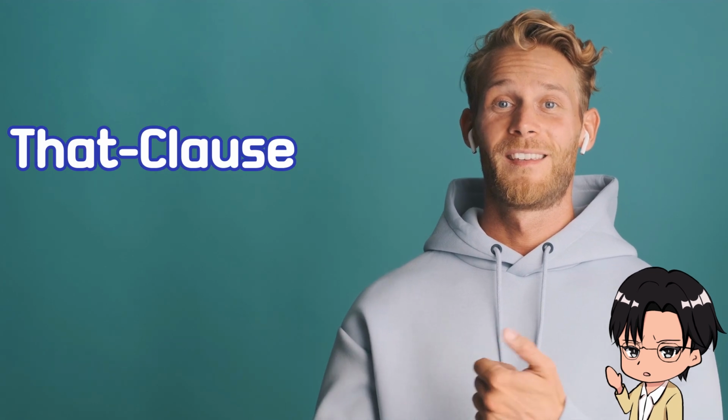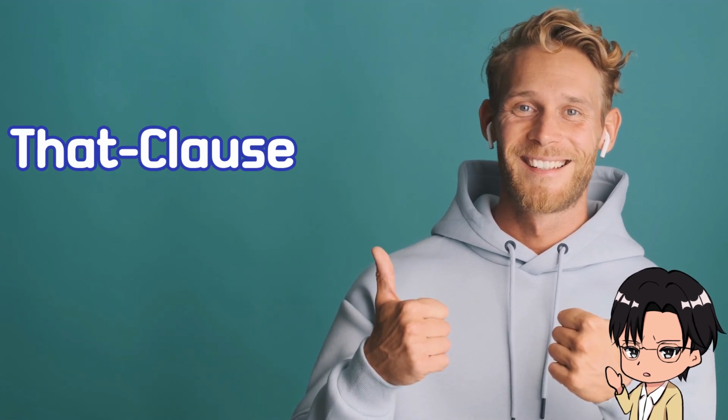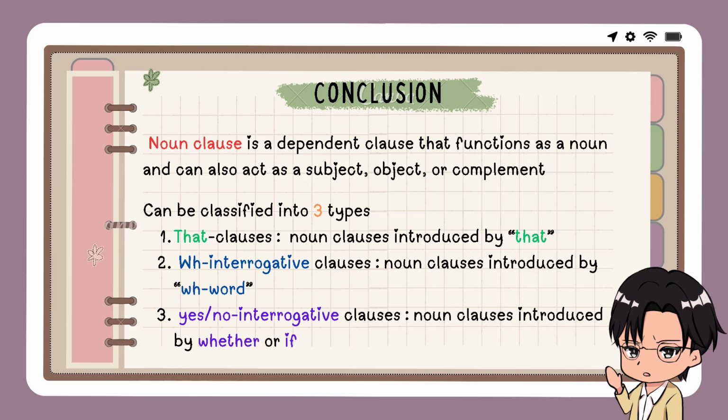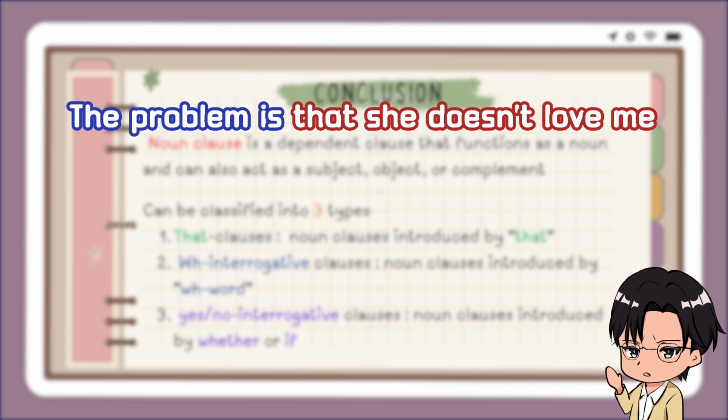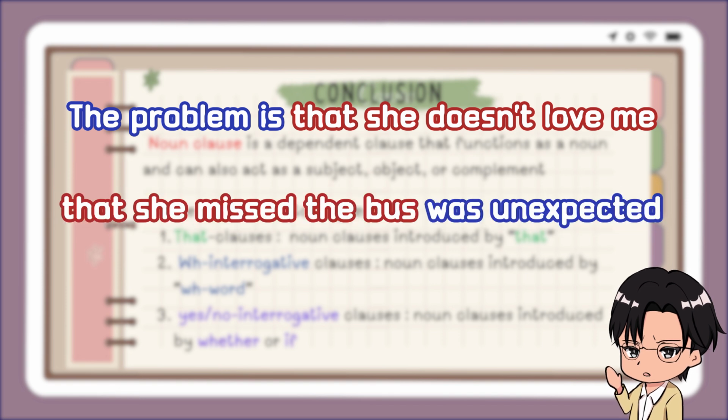The first one is the that clause. It is the noun clause introduced by that. For example, the problem is that she doesn't love me. That she missed the bus was unexpected.